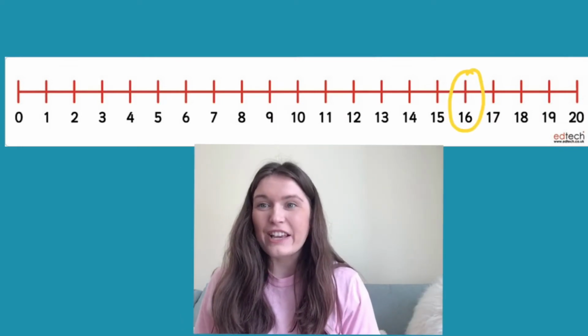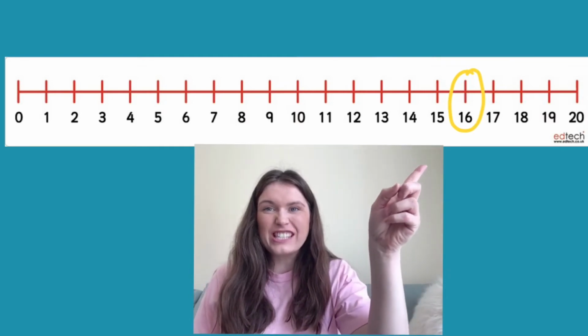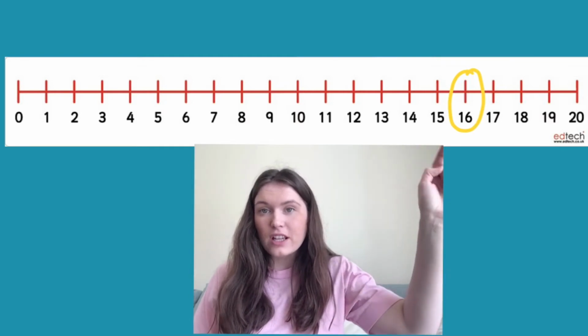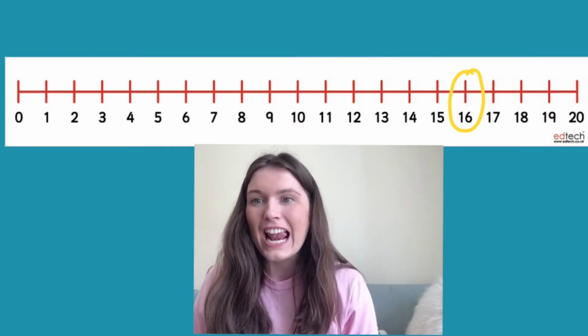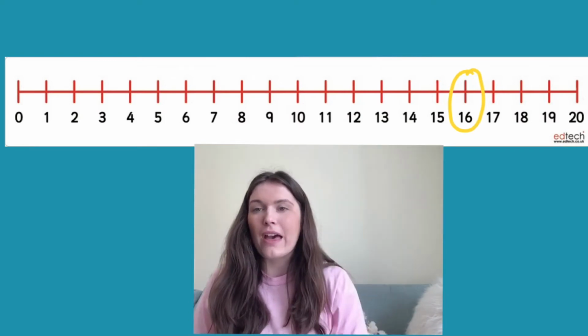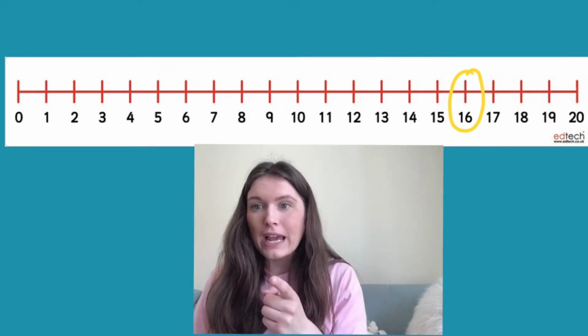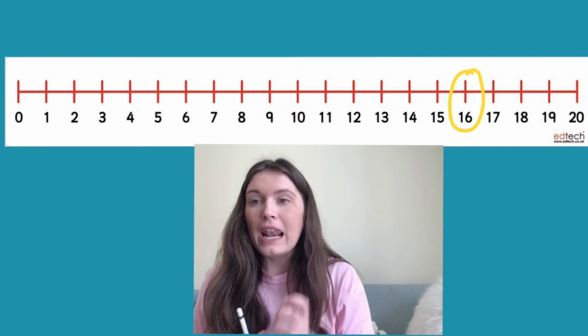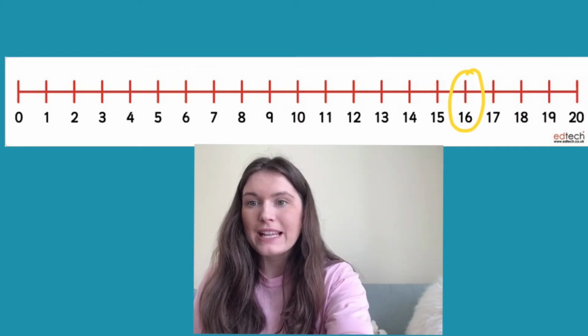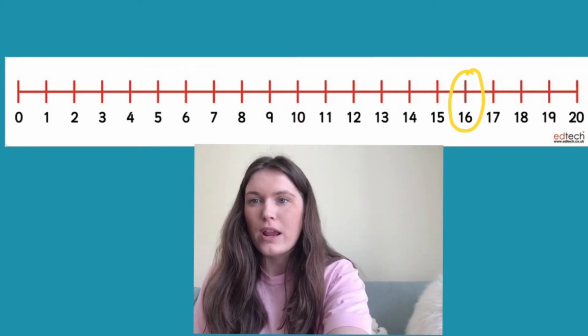Brilliant, fantastic. Have you found it? That's right, it's just there. Can you see it? I've circled the number 16 in a yellow ring. Can you see it? It's up there. Right, have your tens frame ready. Let's get going and see if we can represent 16 on our tens frames, okay?